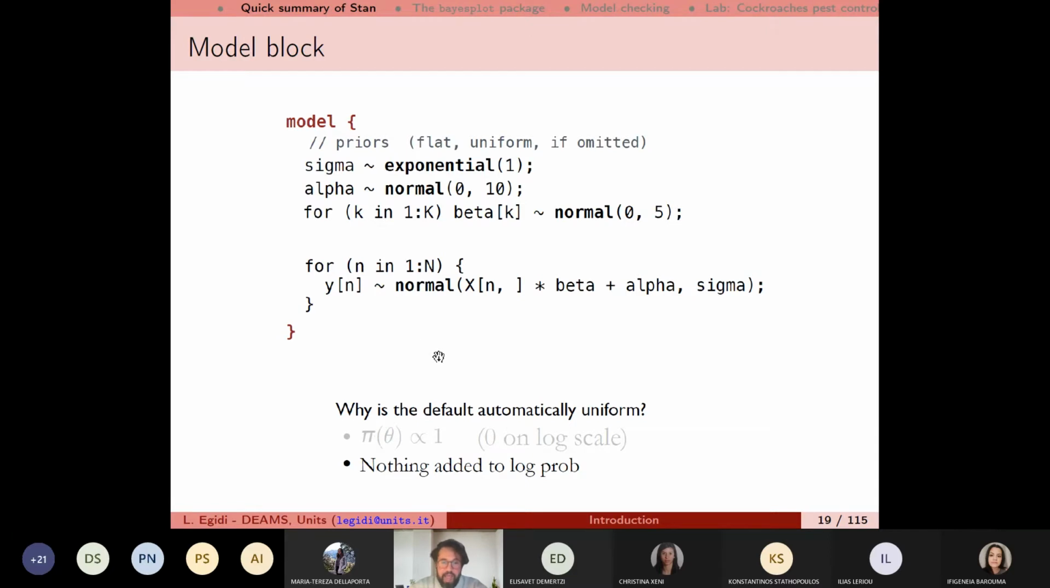If I'm not defining any kind of prior, automatically STAN considers that I'm using a uniform prior. Why? Because when I'm using a uniform prior, this basically means that my prior distribution is proportional to 1 over all the domain space. So this means basically that on the log scale, this is 0. So I'm adding 0 contribution in terms of log scale. So nothing is added to the log probability. Remember that STAN works in log probability. So the posterior is defined as the log posterior. So basically assuming very diffuse priors means that I'm not adding any kind of contribution to the log posterior.